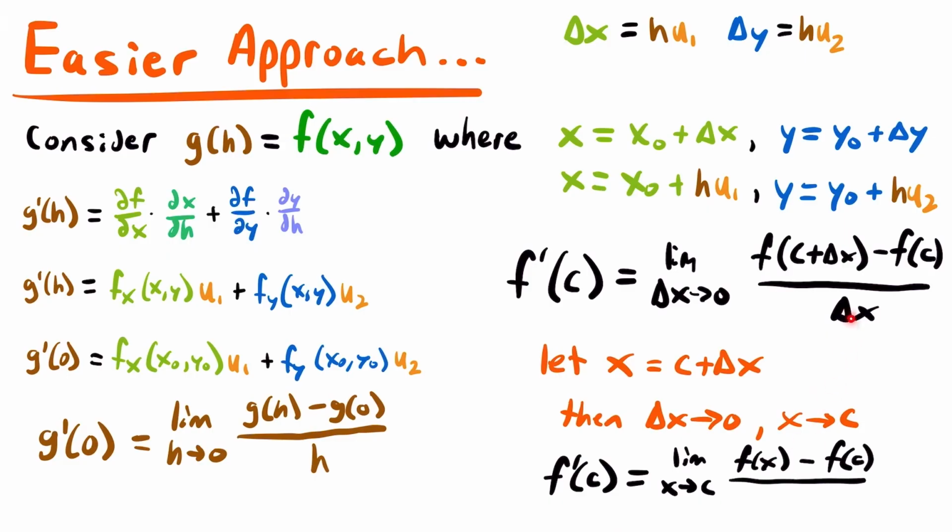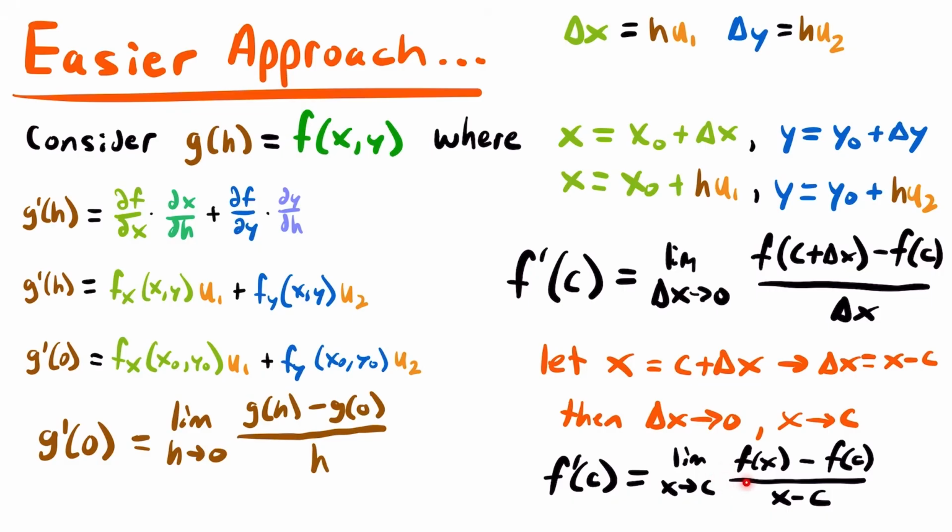delta x, which, if we let x equal c plus delta x, solving for delta x here gives you that delta x is equal to x minus c, right? You would subtract c from both sides of the equation, giving you delta x is equal to x minus c. And so instead of delta x in the denominator of the definition, we can write x minus c. This is an alternative way of representing the definition of a derivative from Calculus 1.